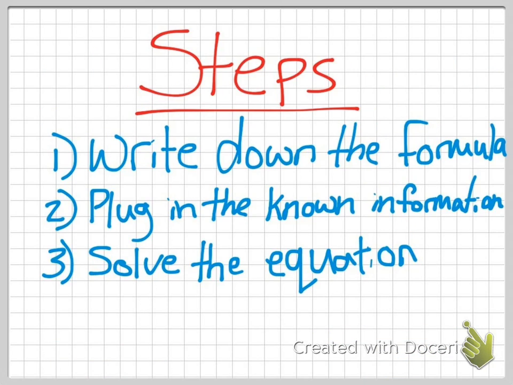We're using formulas, so you need to remember the steps to the formulas. If you don't have this memorized, you need to write it down again. Steps to solving with a formula: write down the formula, plug in the known information, and then solve the equation. Okay? Now, let's look at some examples.